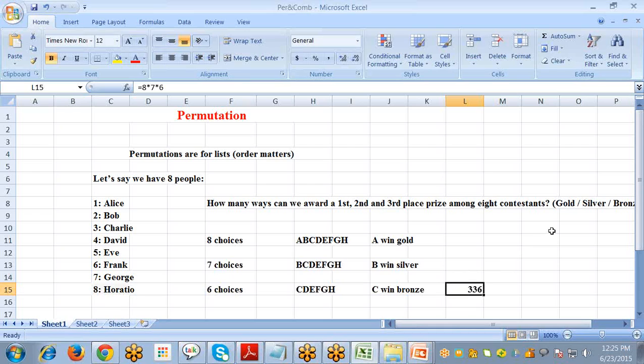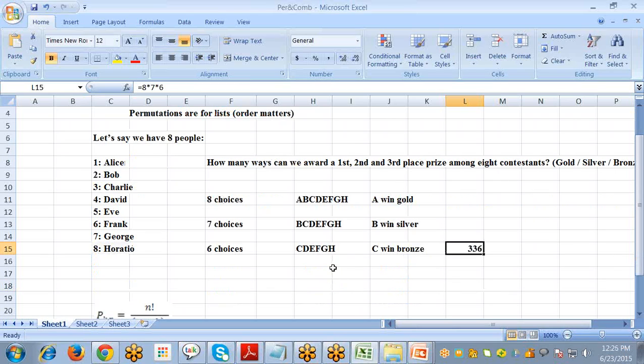Now let's look at the details. We have to order 3 people out of 8. To do this, we started with all options, 8, and then took them away one at a time, then 7, then 6, until we ran out of medals. So this is where permutation works. We picked 3 medals from 8.